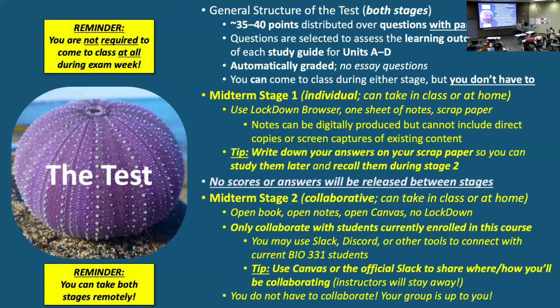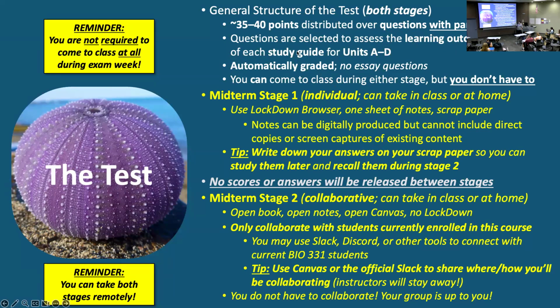So the basic idea here is that in general, the midterm is going to be about 35 to 40 points distributed over questions that will include partial credit to the most that Canvas allows me to do. So if Canvas gives me an option to check the partial credit box, I will do so. And if there's an alternative form of a question that has partial credit, I'll try to choose it, or I have been trying to choose those. And questions are selected to assess the learning outcomes at the top of each study guide.